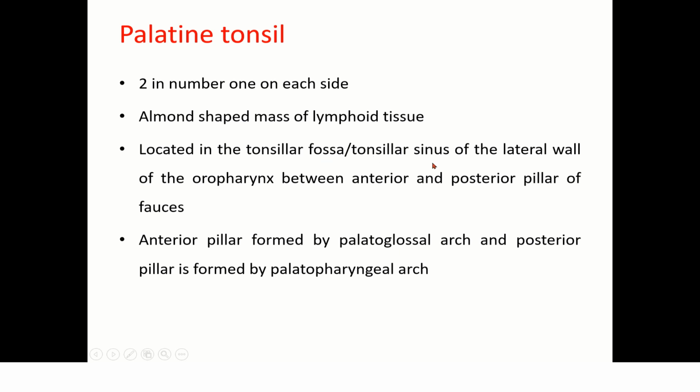This is also called the tonsillar sinus, which is located in the lateral wall of the oropharynx between the anterior and posterior pillars of the fauces. Fauces is nothing but the connection between the oral cavity and oropharynx. The anterior pillar of the tonsillar fossa is formed by the palatoglossal arch and the posterior pillar is formed by the palatopharyngeal arch. So let us see in detail the boundaries of the tonsillar fossa.